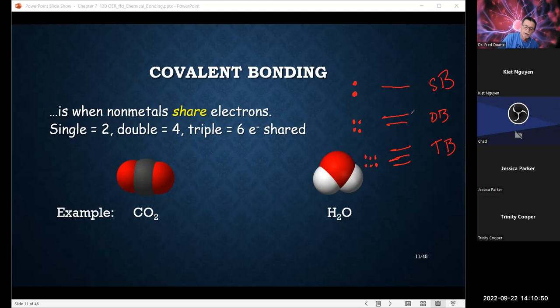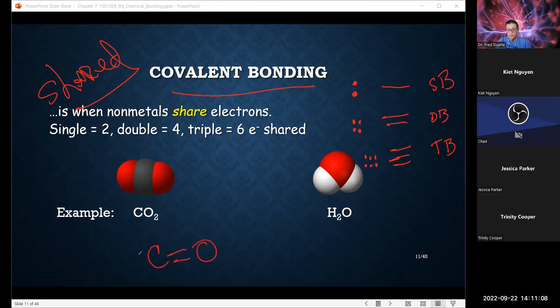And these electrons, keep in mind, are shared. They're being shared with the other atom. Okay? So we have carbon dioxide, which is a covalent compound. We're going to draw this structure and show you how we came up with it.